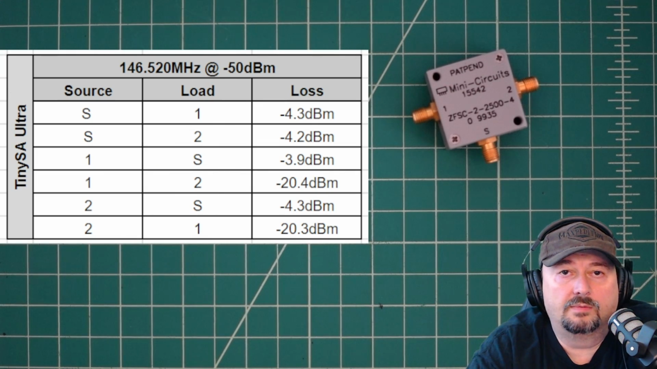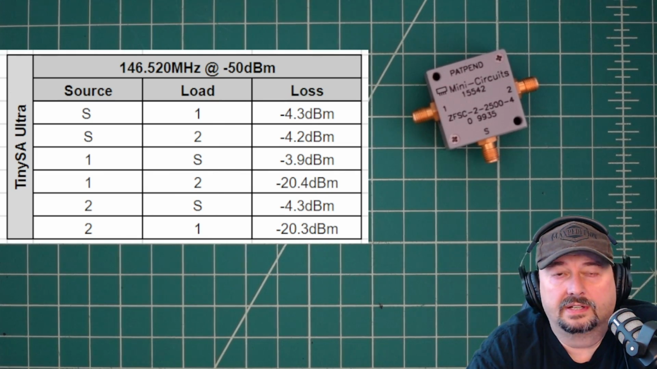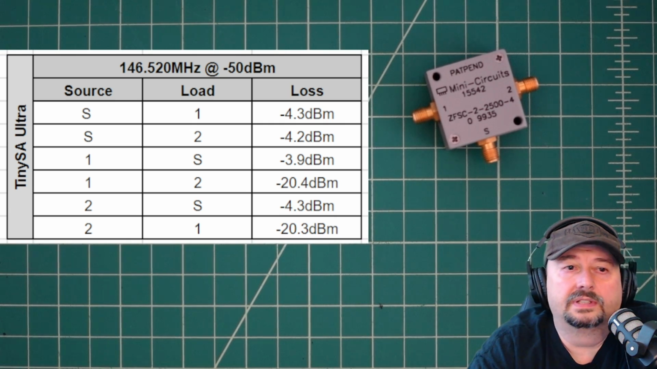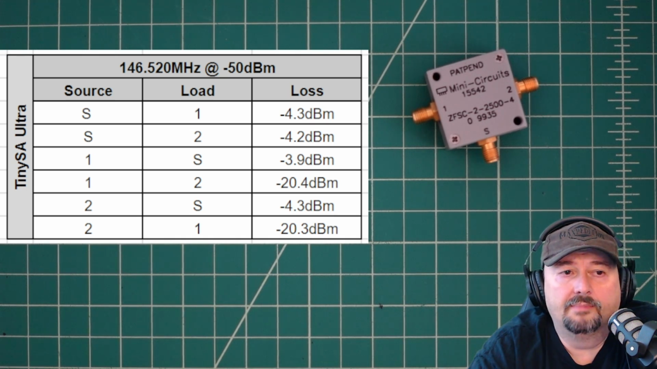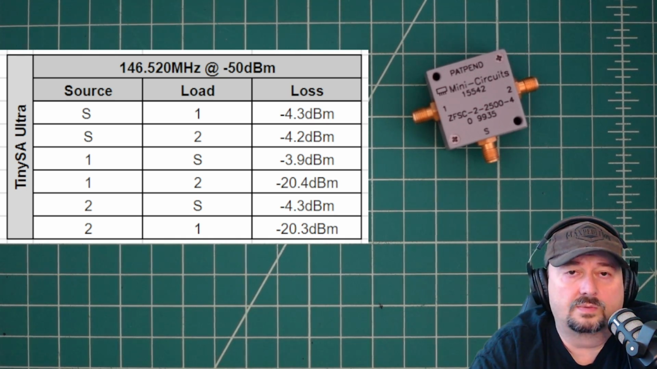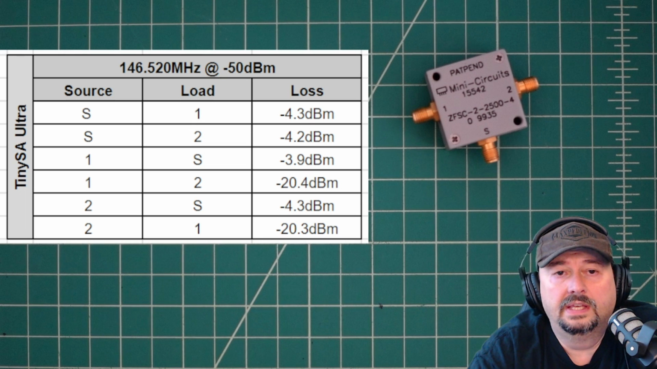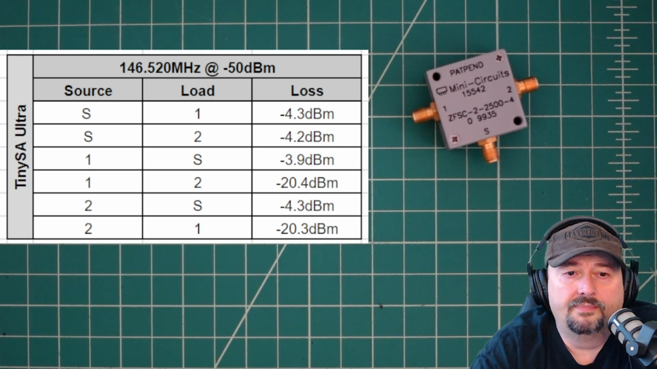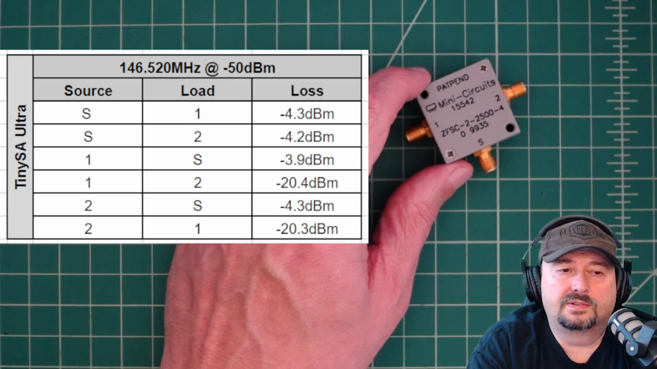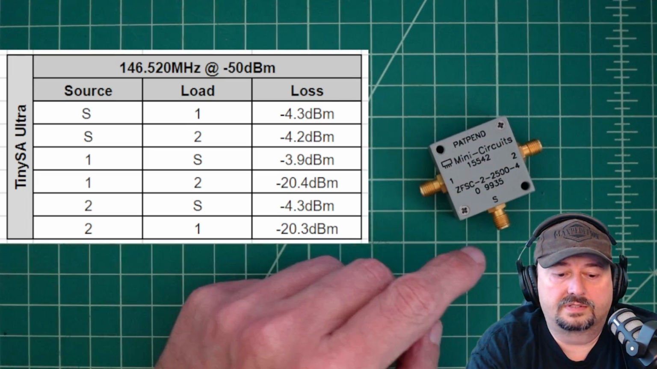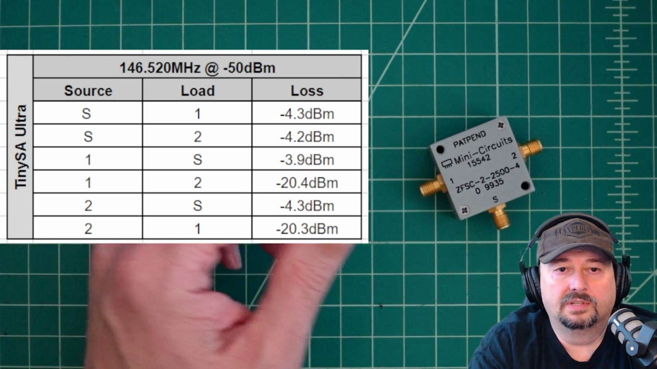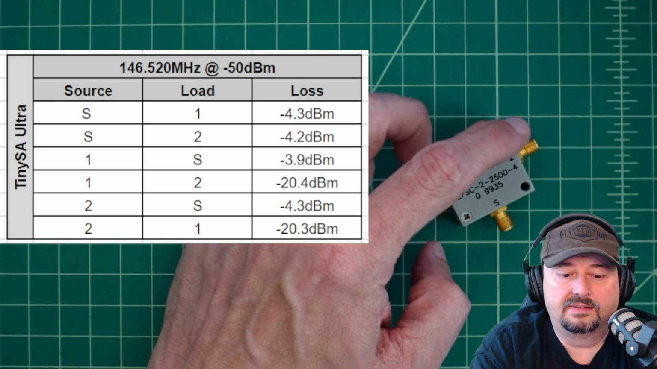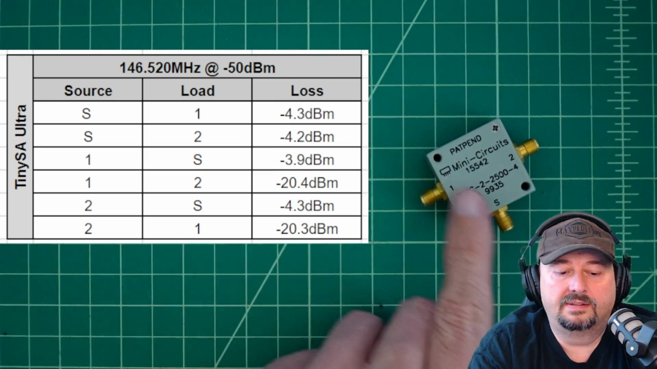All right, so let's figure out what we saw. I put together a quick table here, and it shows that we are testing with the Tiny SA Ultra at 146.52 megahertz at negative 50 dBm. I have a column for the source that tells us where the signal was starting, and then load is the port where the signal was measured. Then we have a loss measurement for each one of those. The real thing that stands out is that when we were measuring from port one into our source, we are at around 3.9 dB, which is about 0.3 dB lower than the rest of the measurements that we were getting through port two and then in through port S.